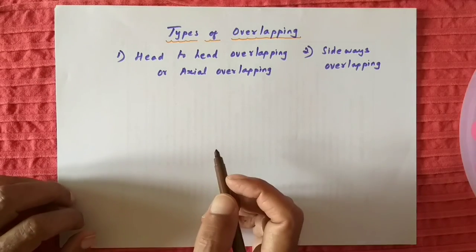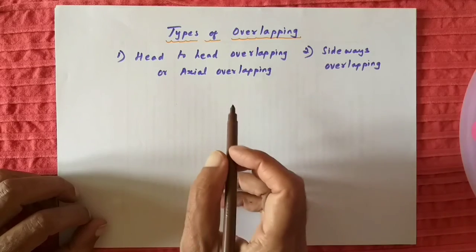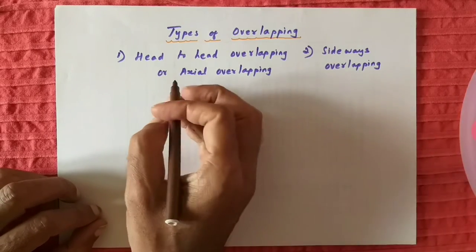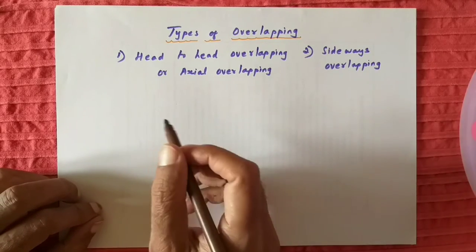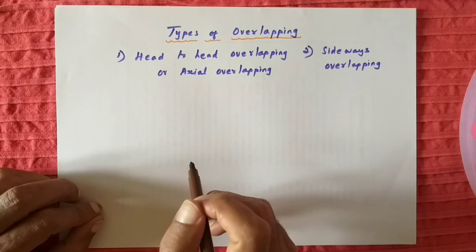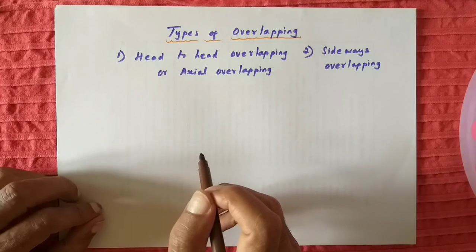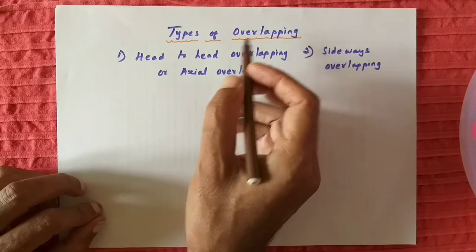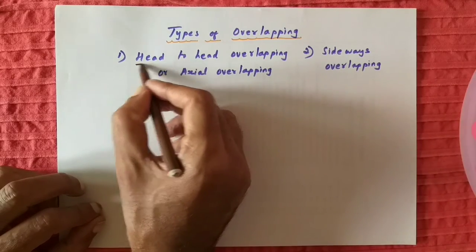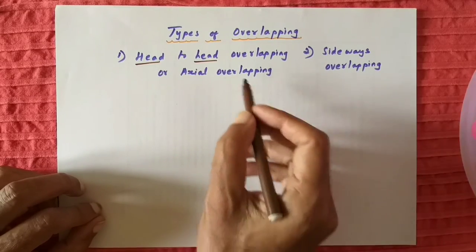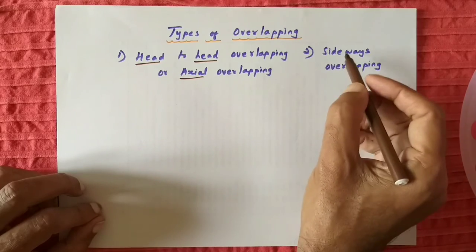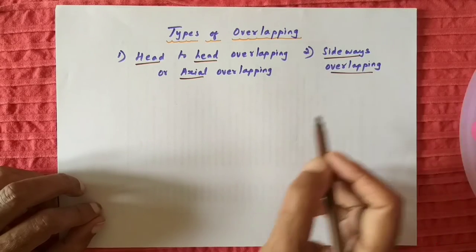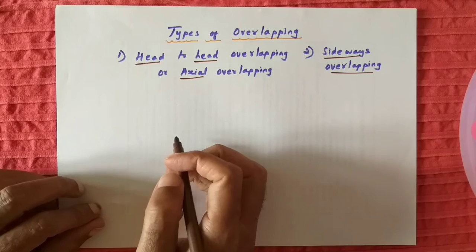Next we will see the types of overlapping. According to the VBT, we just discussed that the bond is formed because of the overlapping of orbitals. The first type is head to head overlapping or axial overlapping, and the second we call sideways overlapping. We will see both in detail now.